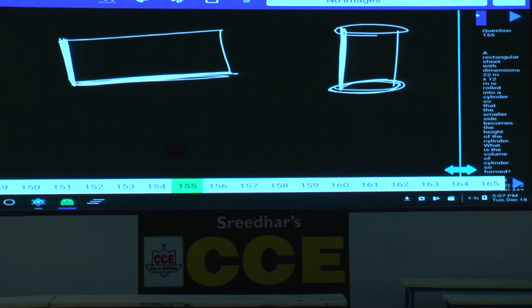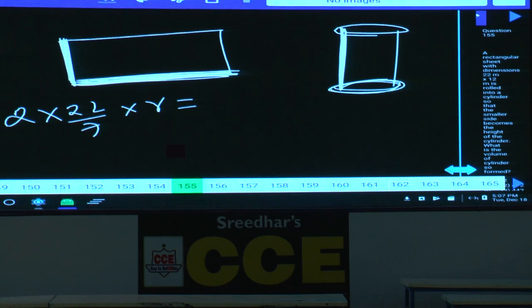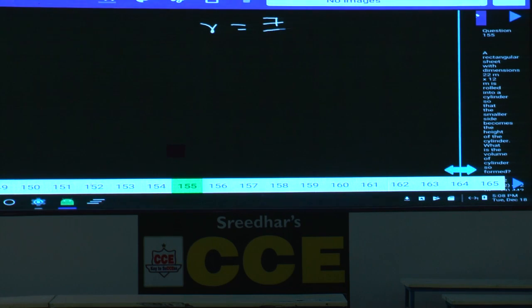For a circle, what is it that we have to consider now? Perimeter. Yes. So that is 2 pi r, 2 into 22 by 7 into r, which is equal to the largest side of the rectangle, which is equal to 22. 22 gets cancelled. Then r is equal to 7 by 2. Come on. So radius is equal to 7 by 2, and you are asked to calculate volume.